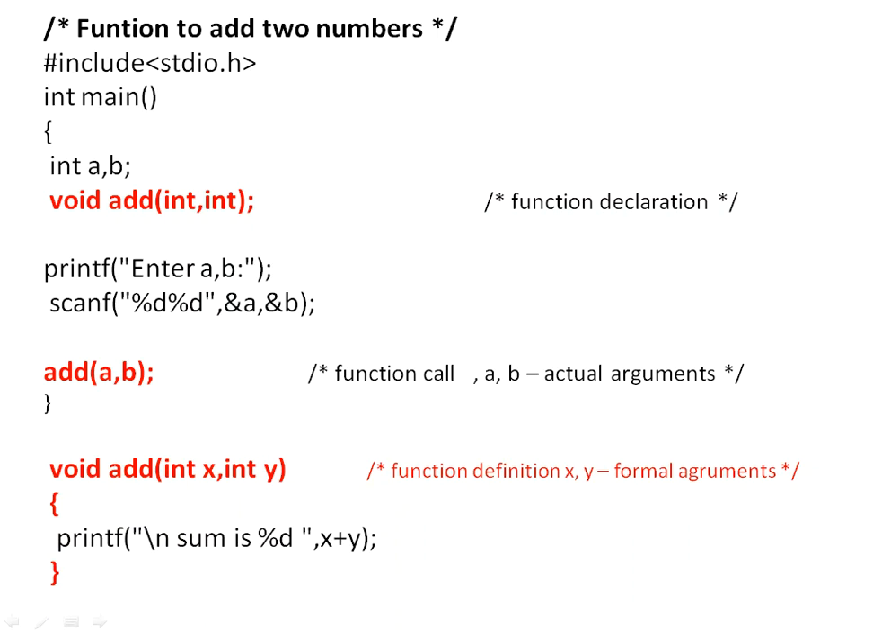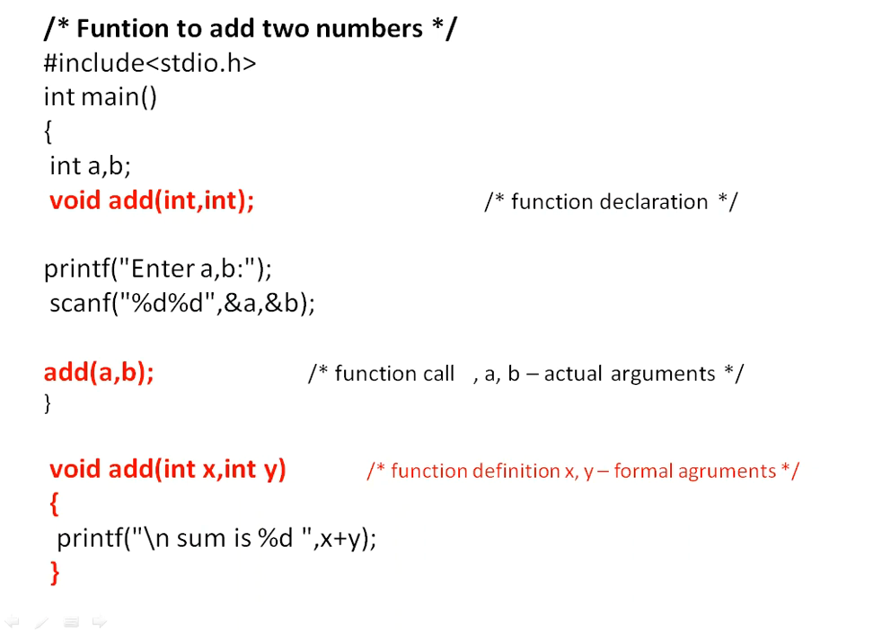So how many times do we have to declare, how many times do we have to call, how many times do we have to define? We have to declare only once, and define only once. But we can call it n number of times. Whenever we want to perform the task, we can call the function. But in terms of declaration and definition, we can do it only once.